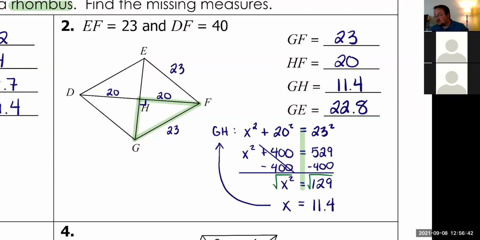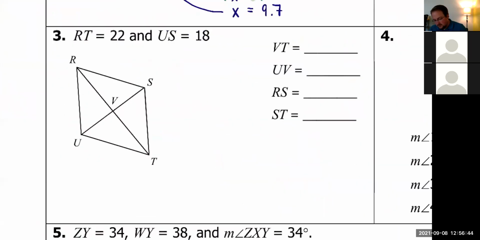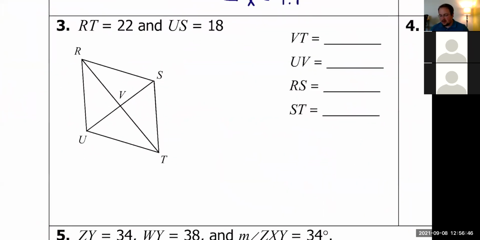Number 3, very similar, a loose use of the rules that we did with the first two. So I'm going to give you these values if you wanted to try this on your own. For VT, you should get 11. UV, you should get 9. RS, you should get 14.2. And ST, you should also get 14.2.